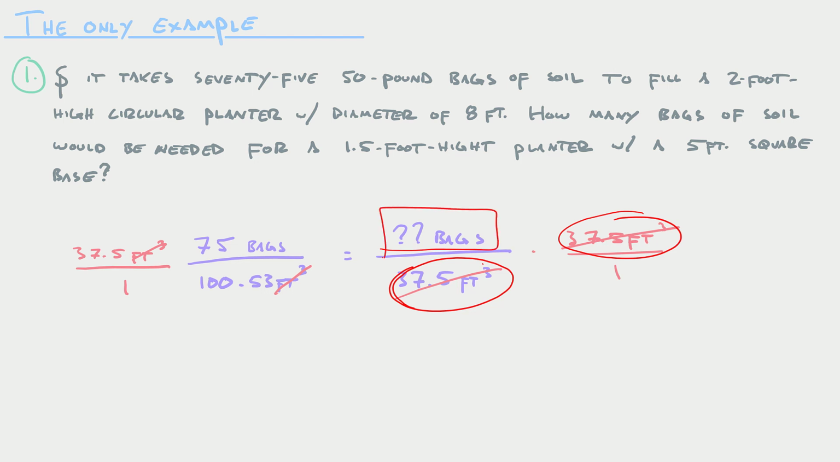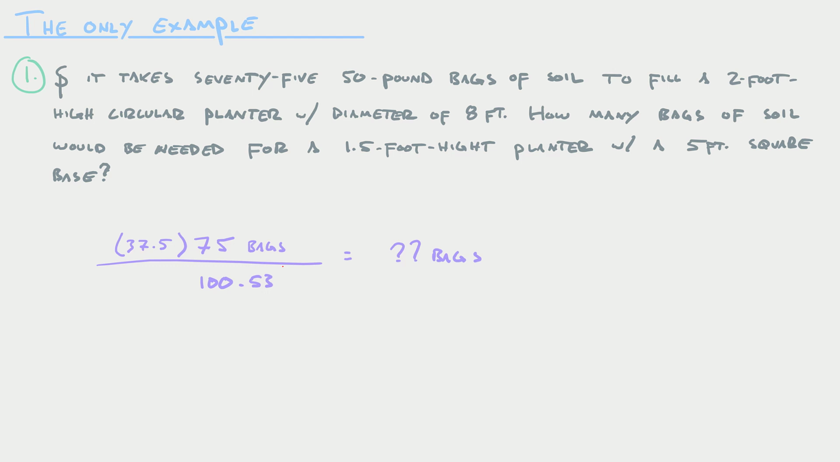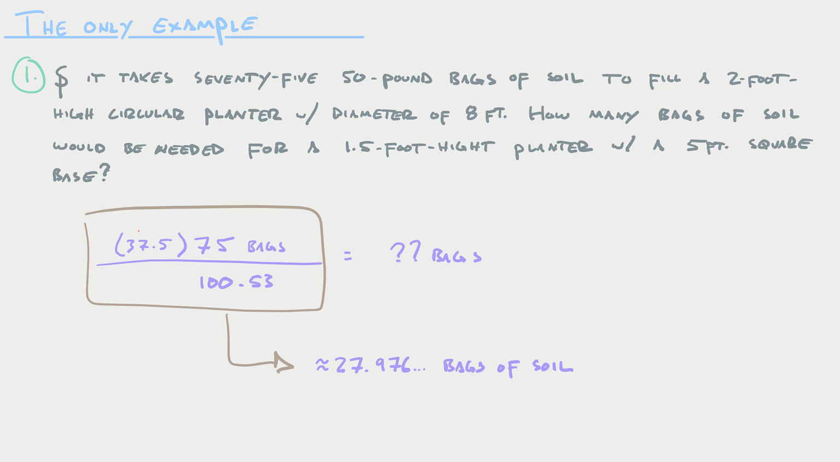On the left-hand side, stuff cancels, but it's only the unit of measure, right? Only the unit of measure cancels here, and so we get this. 37.5 times 75 bags is our unit. It's our only unit that's remaining, which is good because that's what we're trying to figure out, how many bags of soil would be needed. And we divide that by the 100.53, which was originally cubic feet, but that canceled the cubic feet from the 37.5 cubic feet. Running all this into a calculator gives you approximately 27.976, and then a whole bunch of decimal stuff after that, bags of soil.